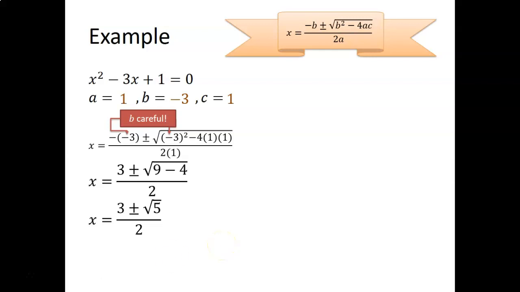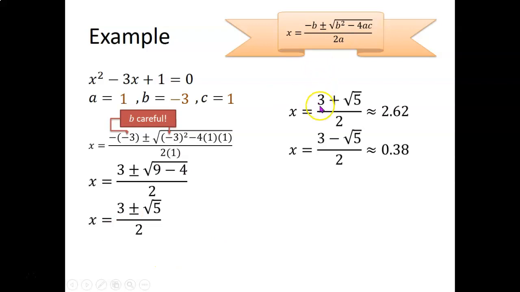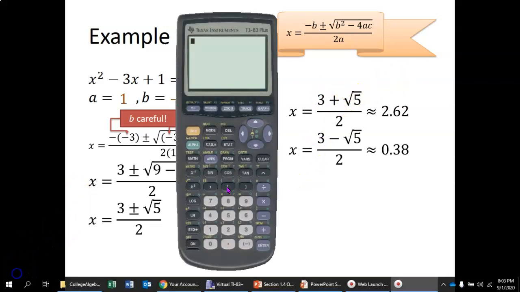So we did get two solutions to this equation. One of them was 3 plus the square root of 5 over 2, and the other was 3 minus the square root of 5 over 2. If you want decimal approximations, here's how I would put this into the calculator. 3 plus the square root of 5 all over 2, and I put parentheses around the 3 plus the square root of 5 because I wanted to make sure that whole thing was being divided by 2. That comes out to 2.618 something, or around 2.62.